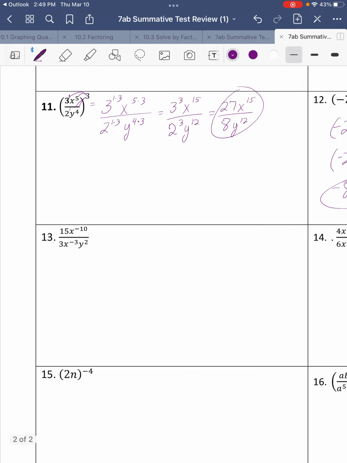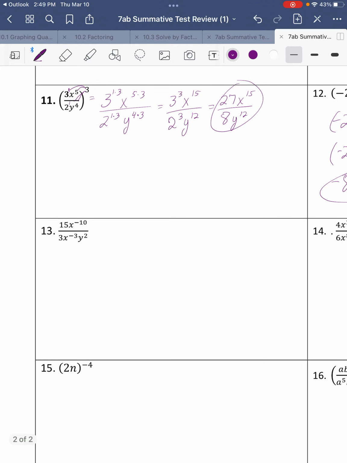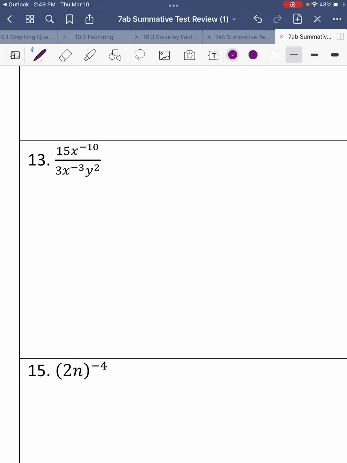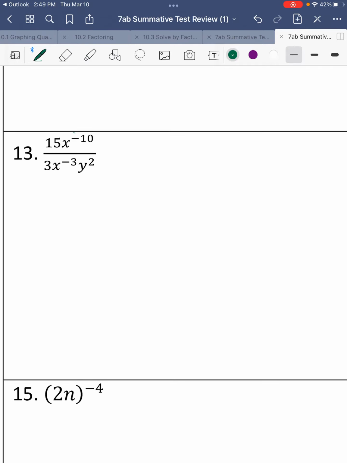There we go. All right, now we're getting into division of negative exponents. So we have negative exponents. Take your base of your exponent, and you're going to move it down. So x to the -10 is going to move to the denominator. X to the -3 is going to move up.